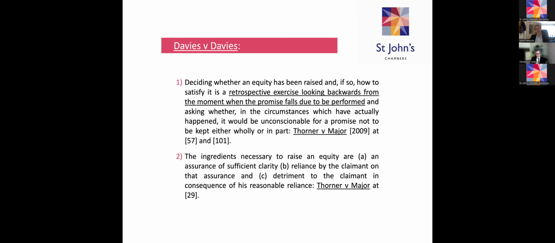Next, and importantly, the ingredients necessary to give rise to an equity are an assurance of sufficient clarity, reliance upon that assurance by a claimant, and detriment suffered by the claimant in consequence of his reasonable reliance. Again, that comes from Thorne and Major.